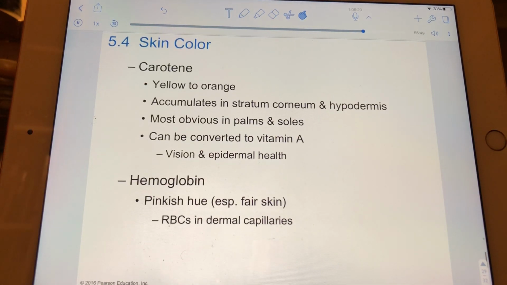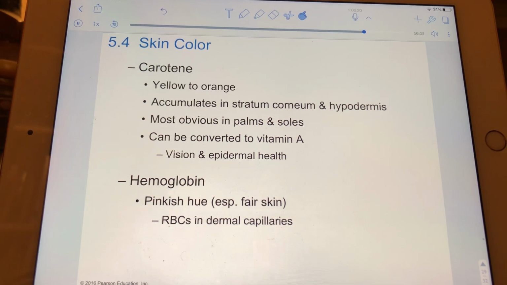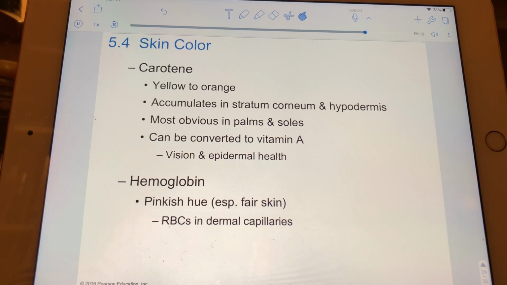Carotene, again, is a yellowish orange pigment that we get primarily via our diet. It can be converted to vitamin A and is therefore especially important to, for instance, visual health. Maybe you have heard that before. And carotene tends to accumulate in the stratum corneum. You can see carotene best through the palms and the soles, all right? Hemoglobin, again, a reddish or pinkish hue. It's the protein that includes the pigment that binds to both oxygen and carbon dioxide.